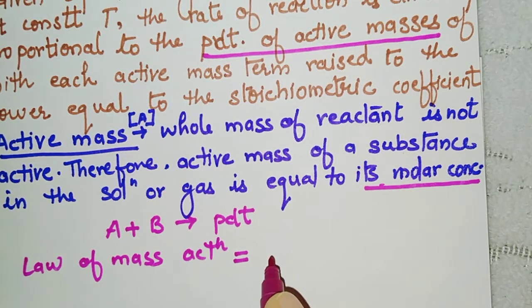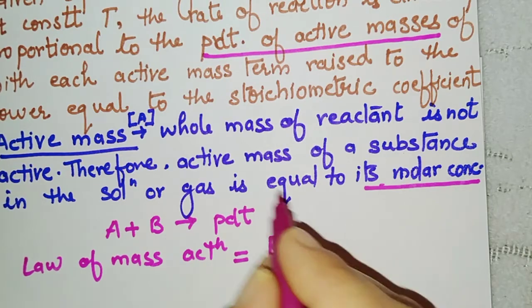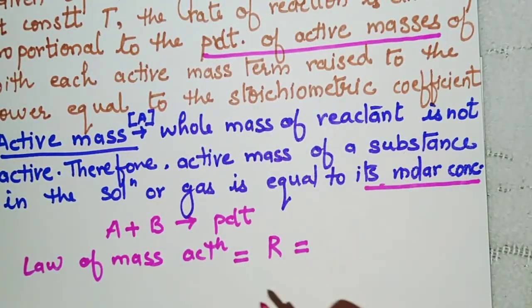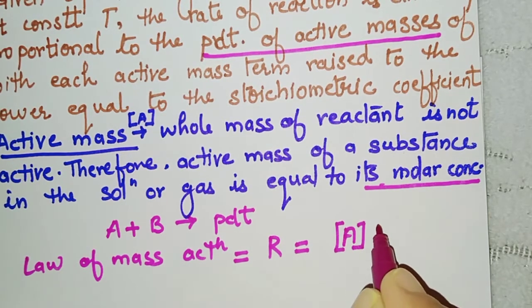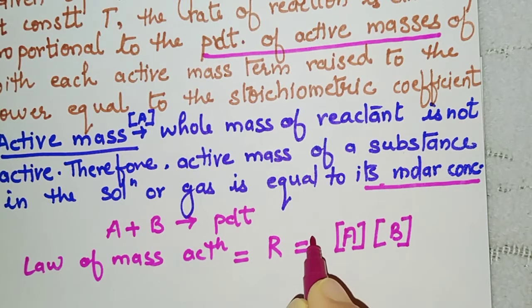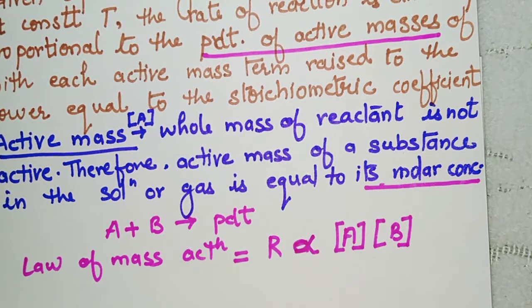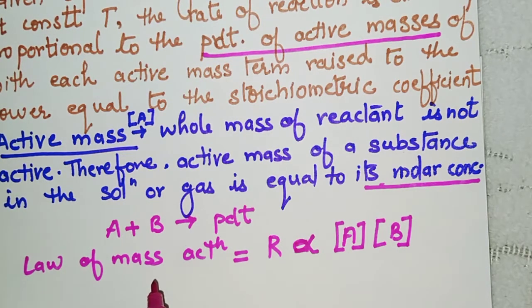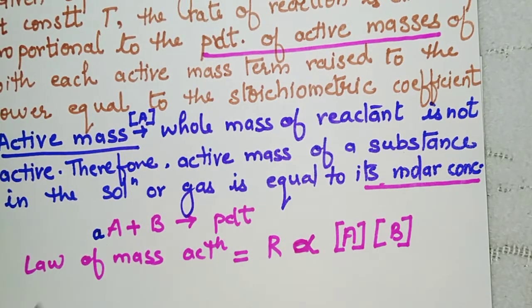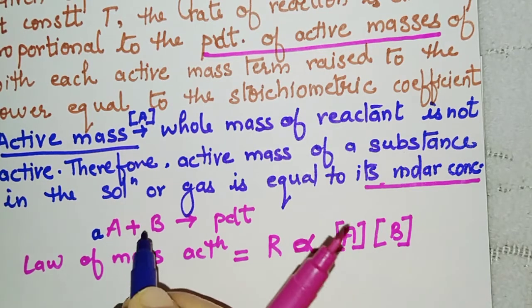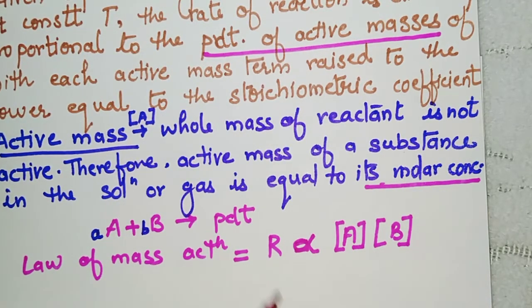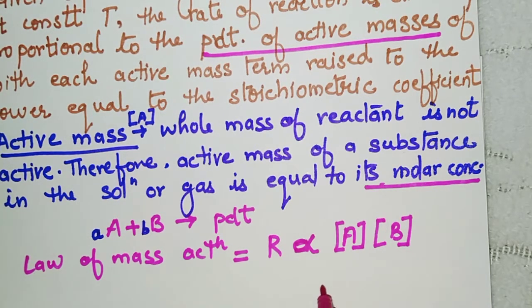So now according to the law of mass action, what will be the rate of reaction? The rate of reaction will be directly proportional to the product of the active masses of the reactants, that is, the molar concentration of A and the molar concentration of B. Now suppose the reactants have stoichiometric coefficients, like a moles of A and b moles of B. Then what does it become?